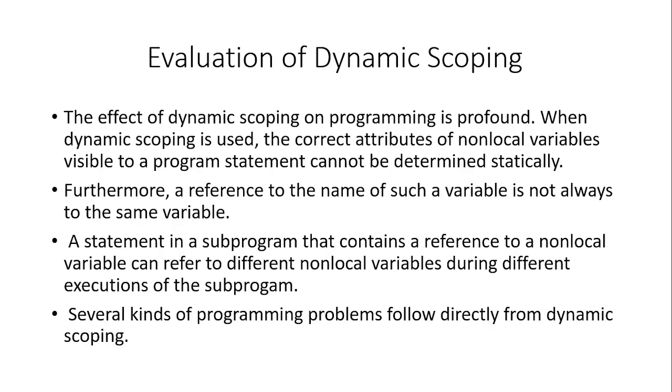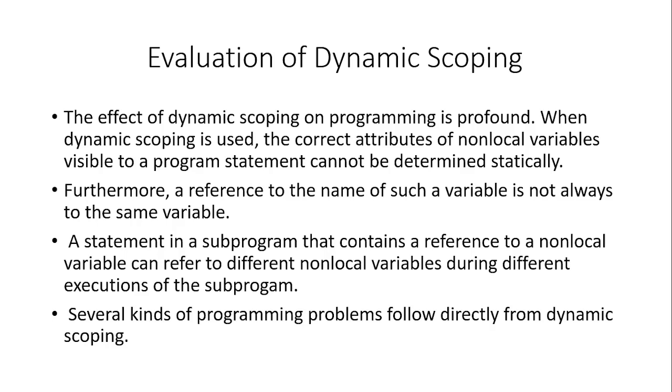Then we look at the evaluation of dynamic scoping. The effect of dynamic scoping on programming is profound. When dynamic scoping is used, the current attributes of non-local variables visible to a program statement cannot be determined statically. Furthermore, a reference to the name of such a variable is not always to the same variable. So a statement in a subprogram that contains a reference to a non-local variable can refer to different non-local variables during different executions of the subprogram. That is the problem with dynamic scope.